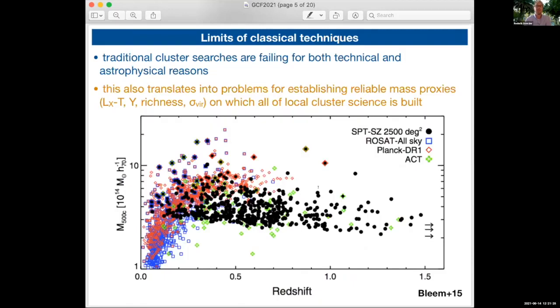became clusters. But it also translates into problems for establishing reliable mass proxies on which all of local cluster science is built. So think of the luminosity temperature relation, the Compton Y parameter, the richness class, or the velocity dispersion to get a virial mass. So most of this becomes pretty, no disrespect, useless above redshift 2.